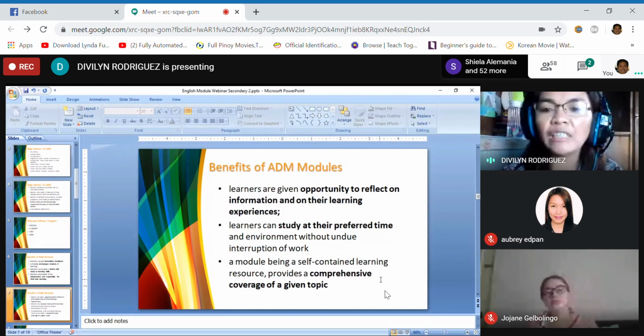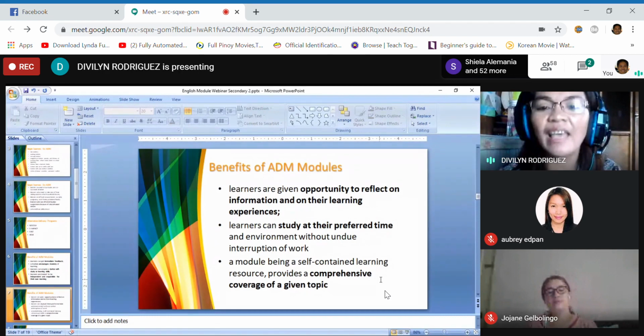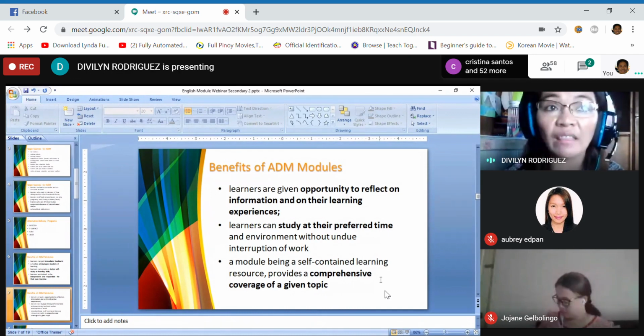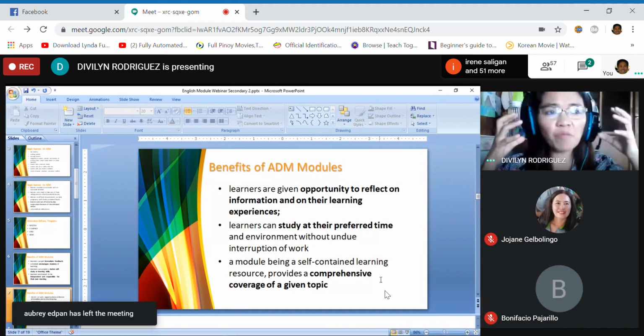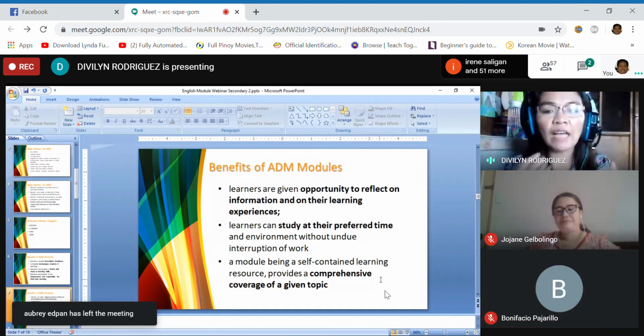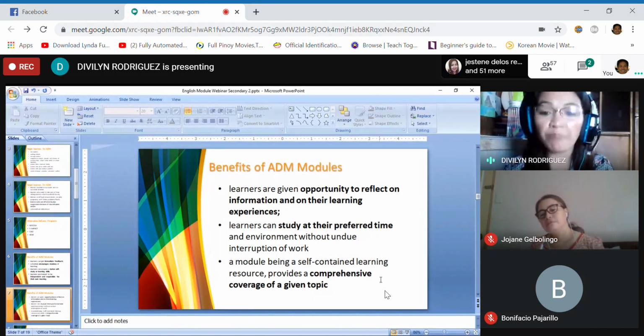Learners are given the opportunity to reflect on information and their own learning experience. And then learners can study at their preferred time. So no one will be late, no one will cut classes here. And if students are really very diligent, they can use their preferred time. They can still work at home. And a module being a self-contained learning resource provides a comprehensive coverage of a given topic. And because this is an ADM module, we can really make a good plan on how to make the topic easier and more comprehensive.